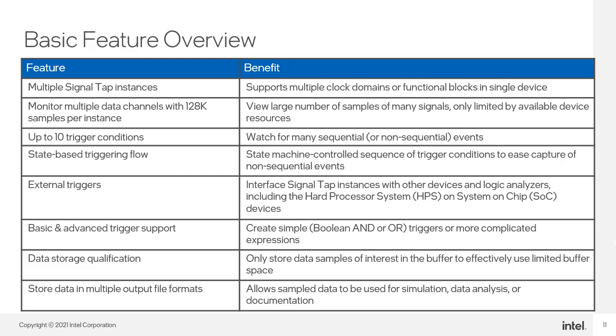To make effective use of limited buffer space, you can enable data storage qualification. With this feature, captured data samples are either stored in the buffer or dropped depending on selected conditions. Finally, the data captured by the logic analyzer can be stored in many formats and exported for use in other applications such as simulation, power analysis, or design documentation. We'll discuss most of these features in this training, but check the Intel Quartus Prime Debug Tools user guide and the Intel FPGA website for more details about these and other features of the tool. Links to these resources will be provided later.